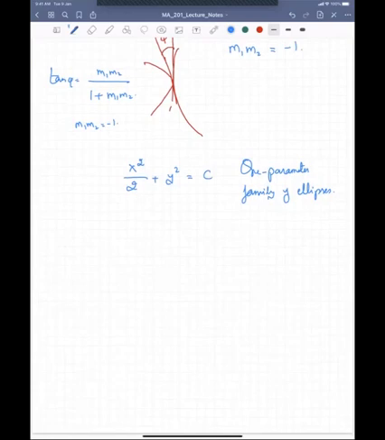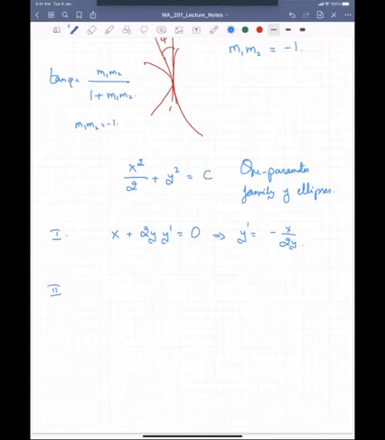Well, the first step is to turn this into a differential equation. How do we do that? Simply differentiate. If I differentiate this with respect to x, I get x plus 2y y prime equals 0, which tells me that the slope of these curves at any particular point (x, y) is given by y prime equals minus x over 2y. Now from calculus, I know that the slope of the other curve at the point has to be such that that slope times this slope has to be -1.